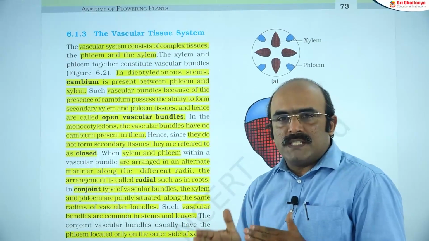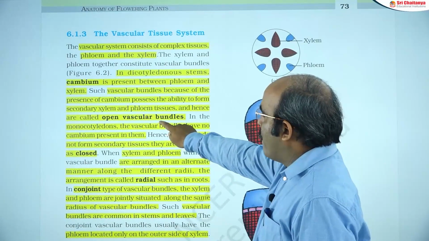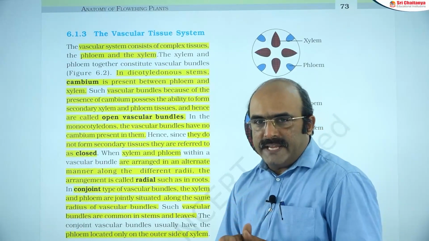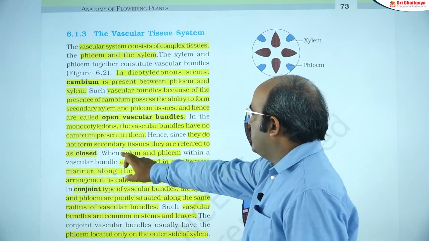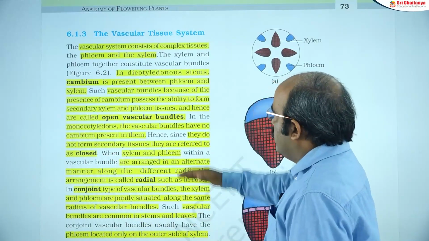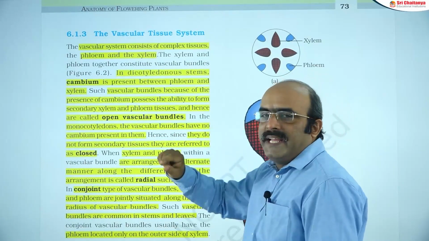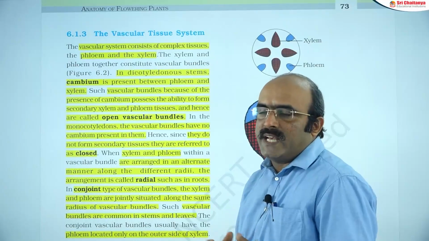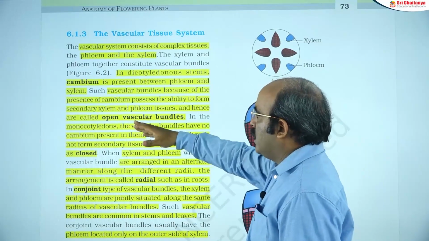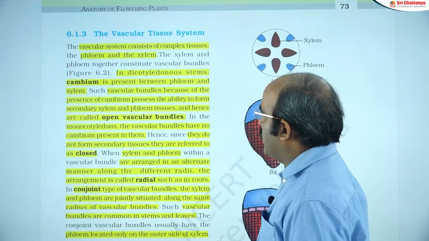If the cambium is present between xylem and phloem, then the vascular bundle will be called the open type of vascular bundle. If the cambium is not there in between xylem and phloem, then it is called the closed type of vascular bundle. So, depending upon the presence or absence of cambium, which provides an ability to produce the secondary vascular tissues, nothing but secondary xylem and phloem, we can divide the vascular bundles into open vascular bundles and closed vascular bundles.